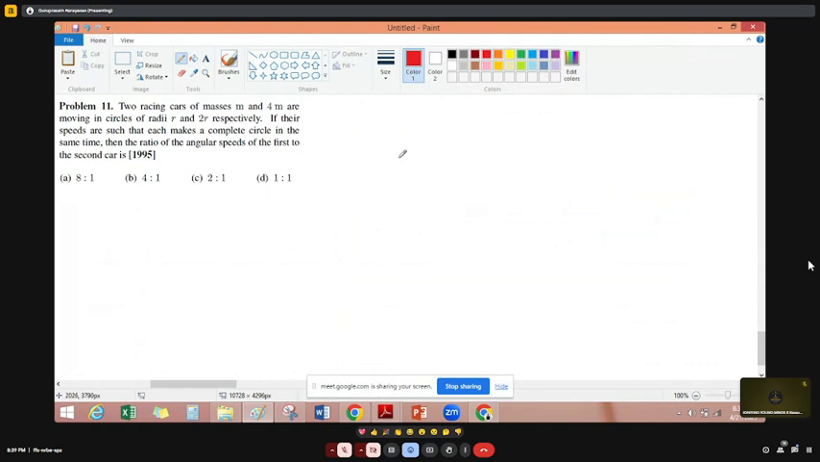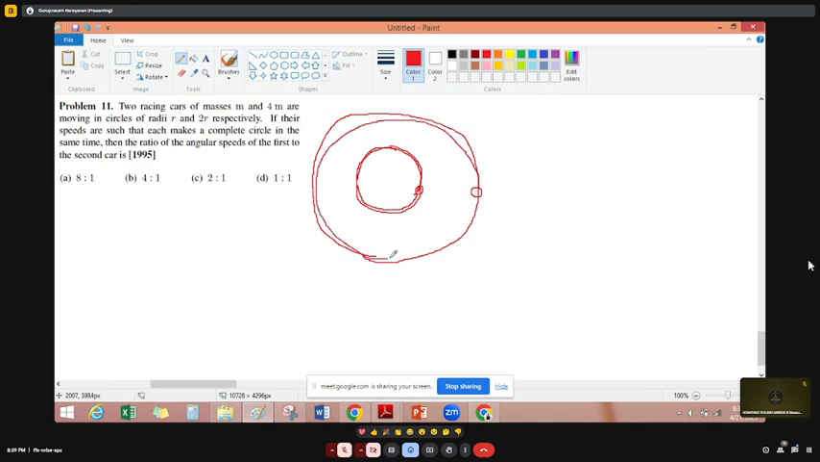Two racing cars of mass m and 4m are moving in circles of radius r and 2r. If their speeds are such that each makes a complete circle in the same time, that means if a car starts here, by the time it completes one circle, this car is also making one full circle here. So the time period is the same.